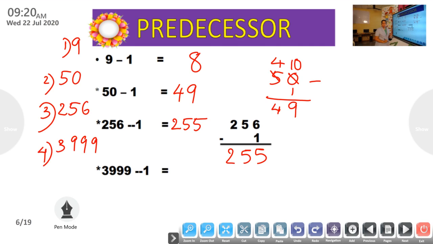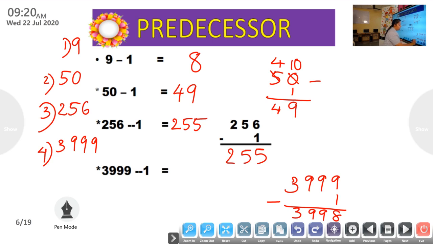Then the fourth question, 399. How do you find the predecessor? You have to do the subtraction. 399 minus 1. Where do you write the 1? Yes, it is on the ones place. Is it clear? So 9 minus 1. 9 in your mind, 1 in your hand. So count backward. 9 backward is 8. Then bring down the 9, bring down the 9.